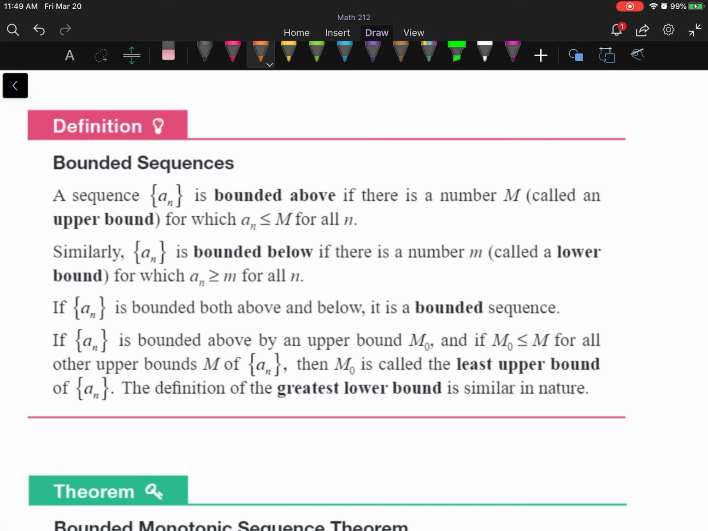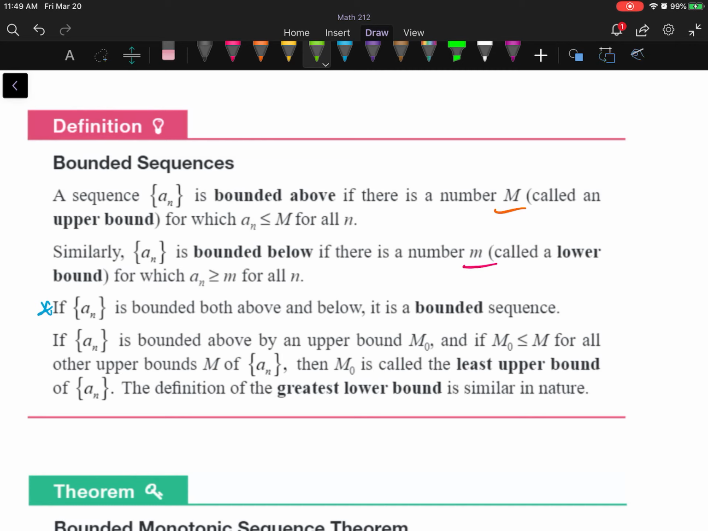And boundedness just means that you are restricting all of the terms in your sequence by some big number. And this first part, the big number is M. That's an upper bound for all the terms in the sequence. Similarly, you could say that it's below. We use little m for getting a lower bound. If it's bounded above and below, then it's a bounded sequence.